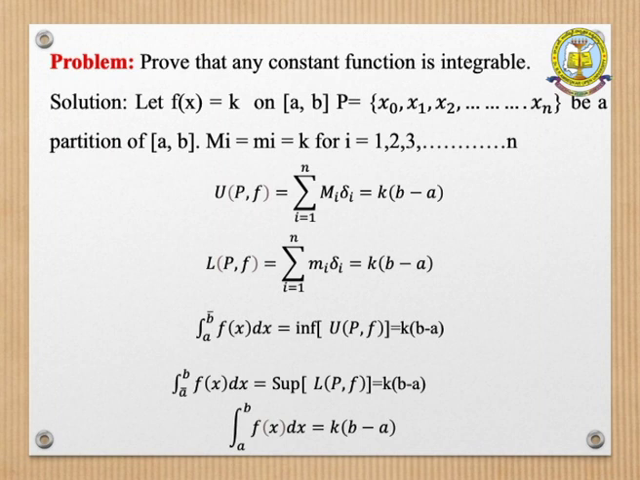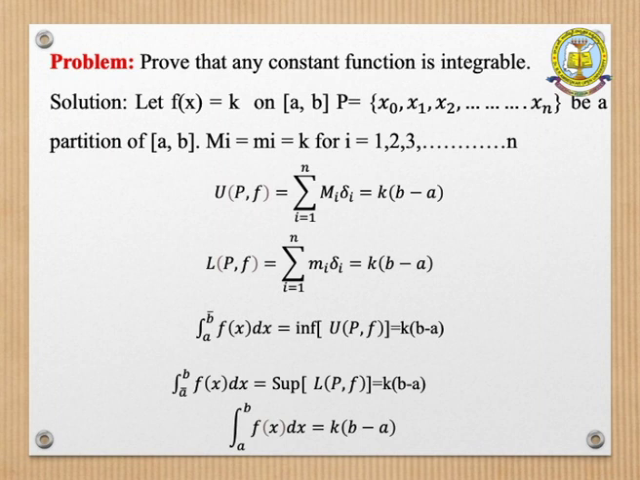So, what is our U(P, f)? It is sigma r equal to 1 to n of Mr delta r, which is k into b minus a, and L(P, f) is also k into b minus a. Here the lower integral from a to b of f of x dx is the supremum of L(P, f), which is nothing but k into b minus a, and the upper integral from a to b of f of x dx is equal to the infimum of U(P, f), which is also equal to k into b minus a.